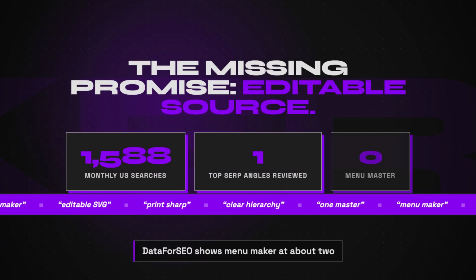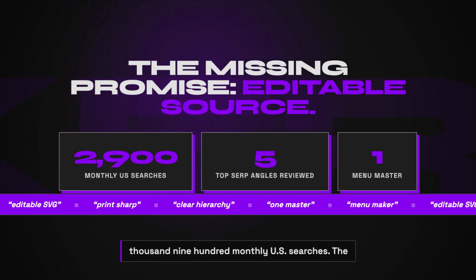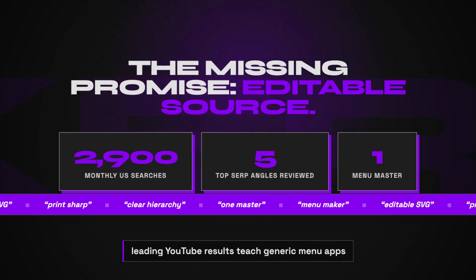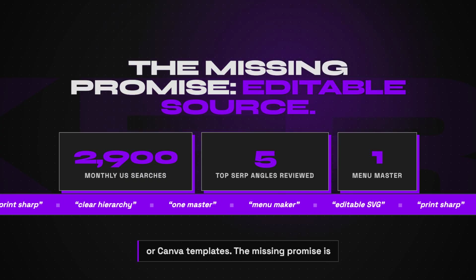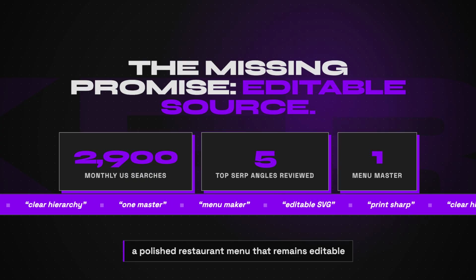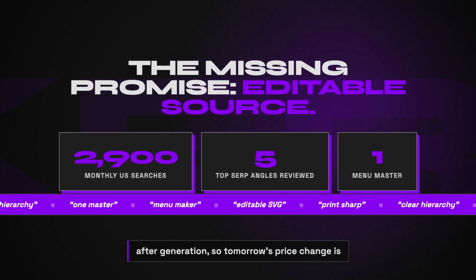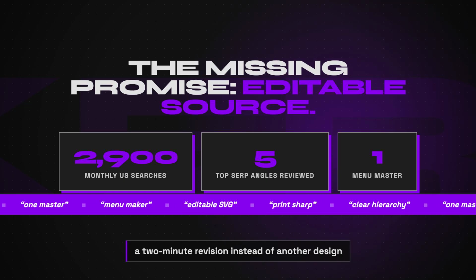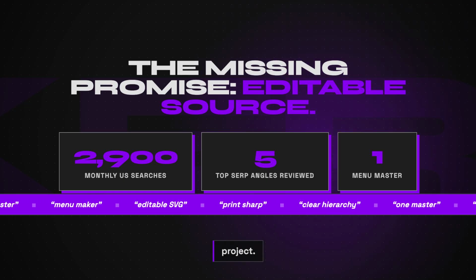Data for SEO shows Menu Maker at about 2,900 monthly US searches. The leading YouTube results teach generic menu apps or Canva templates. The missing promise is a polished restaurant menu that remains editable after generation, so tomorrow's price change is a 2-minute revision instead of another design project.